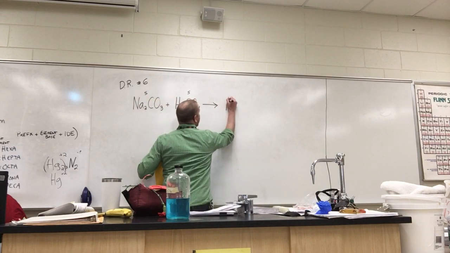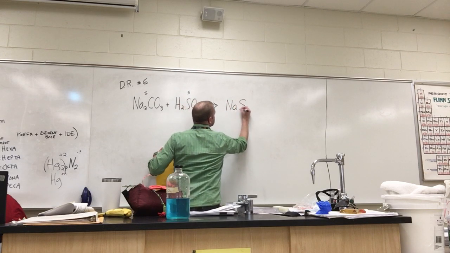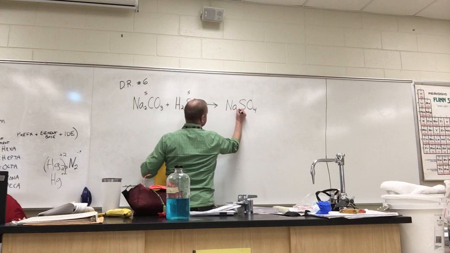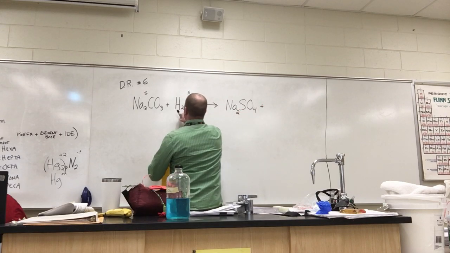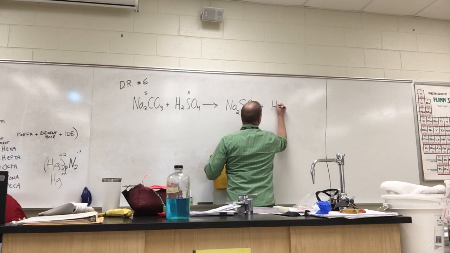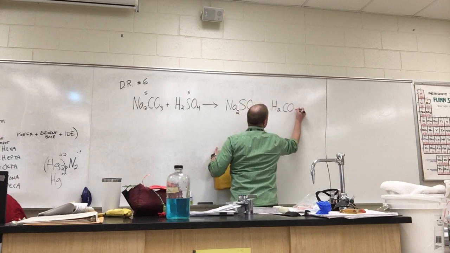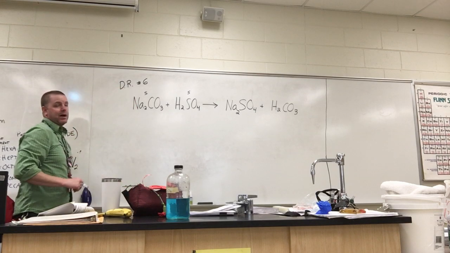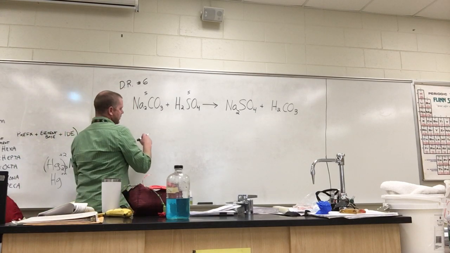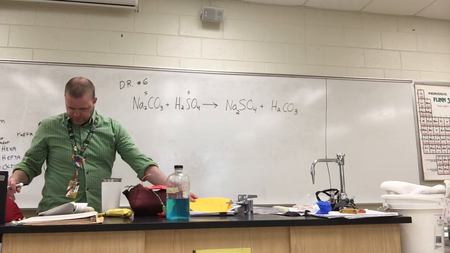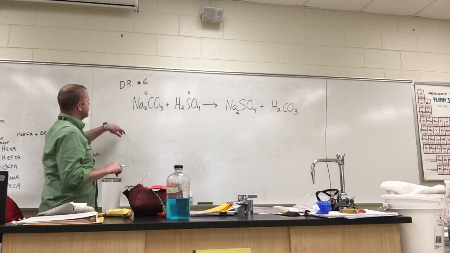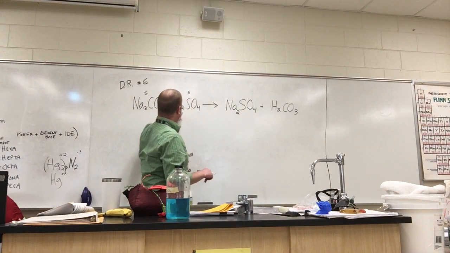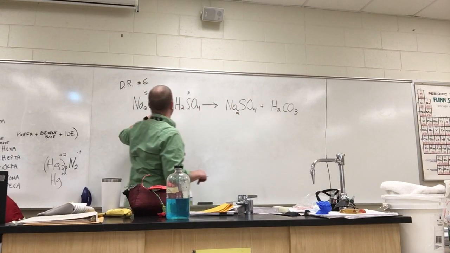So you put Na with SO4, and this becomes Na2SO4. And then you put hydrogen with carbonate, so that becomes H2CO3, okay? Hopefully everybody was able to do that part without any trouble. Now, let's make sure I'm right so far. Yeah, Na2SO4, H2CO3. 2 Na's, 2 Na's, 1 SO4, 1 SO4, 2 H's, 2 H's, 1 CO3, 1 CO3.